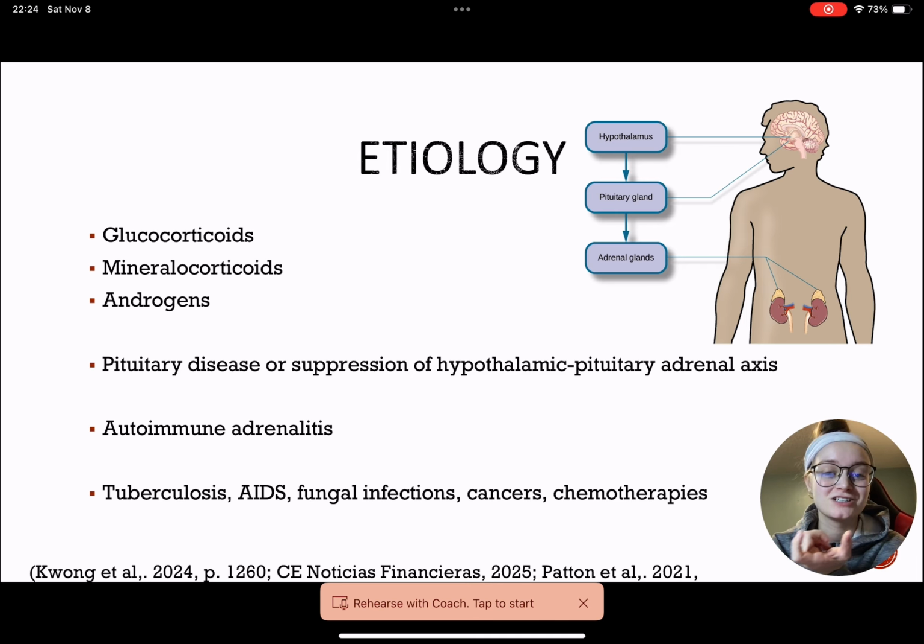Our etiology. So what causes it? I kind of already said a little bit about it. On the top there, I have three of our major adrenal corticosteroids. So our glucocorticosteroids, our mineral corticoids, and our androgens, okay? So these are what's really being affected here.